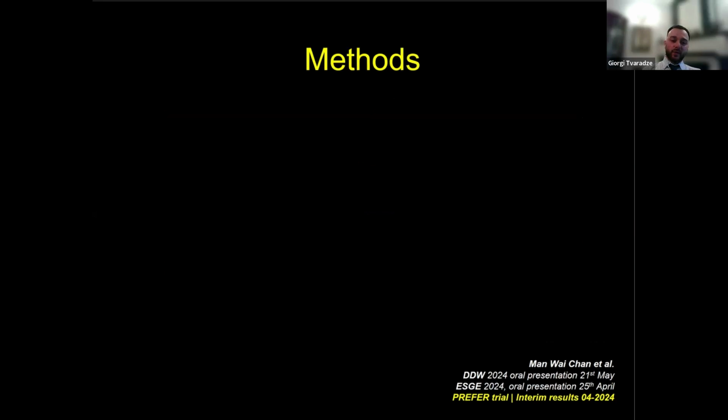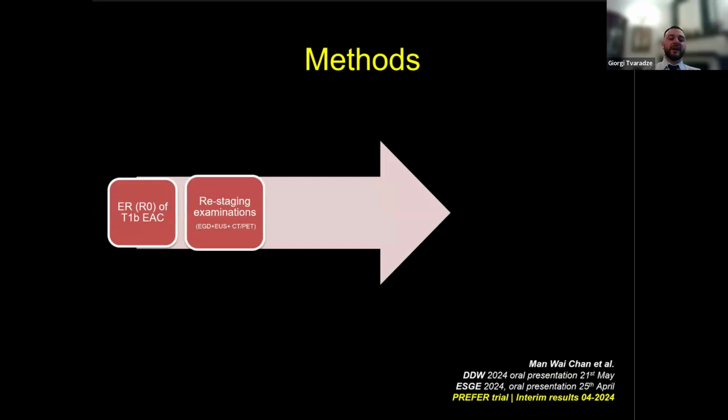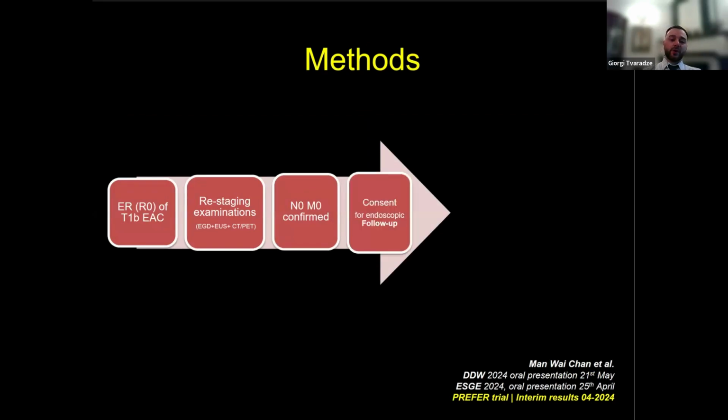How is this study done, what are the methods, I'm going to mention. So first, we perform endoscopic resection. It should be R0 resection, and it should be T1B esophageal adenocarcinoma. After resection, we do restaging with upper endoscopy plus EUS plus CT and PET scan. Next, when we confirm there is no lymph node metastasis, we start to talk to the patient, wait for consent, and put this patient into this study.